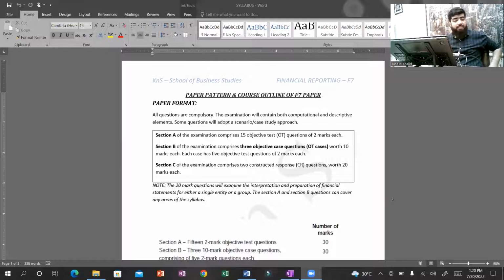But in F7, that is financial reporting, you have to draft the whole solution, which means you have to draft the balance sheet, you have to put all your workings on that Excel file, you have to draft each and everything, just like you draft answers in your paper. While you're preparing, you definitely work out workings, you work out the solution on your paper. Likewise, you have to work out all those things in that Excel file.